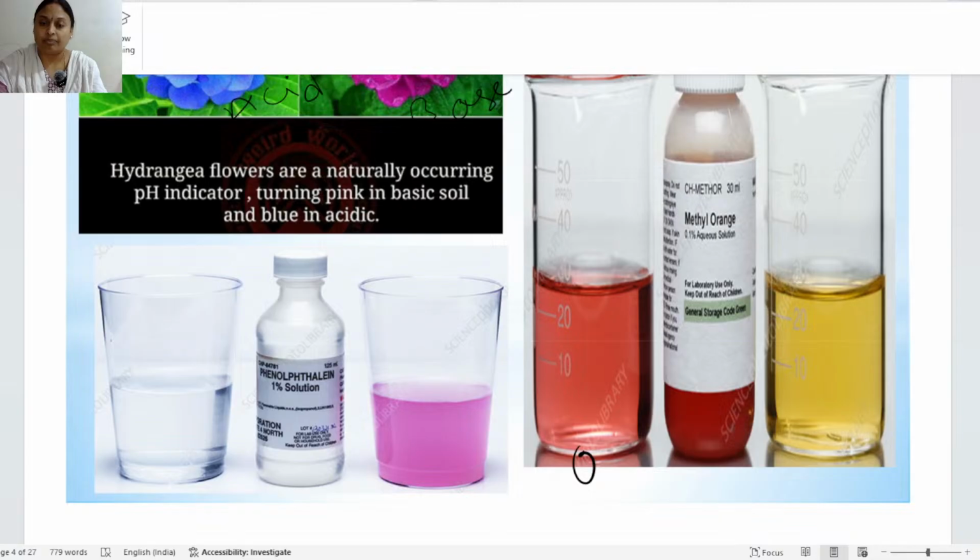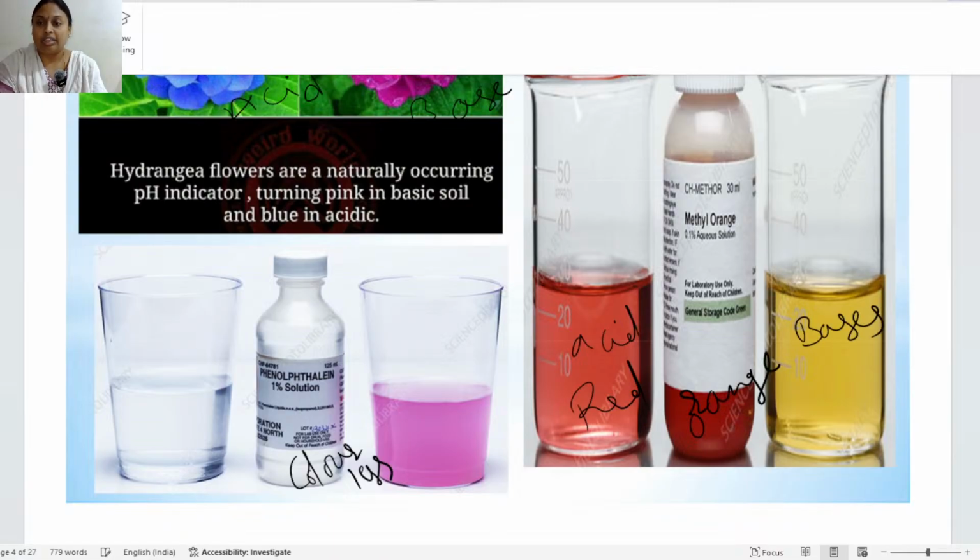See here. So originally methyl orange color is orange. When it comes to the phenolphthalein, what is the color we are seeing here? It is colorless. White color is nothing but colorless. So when it comes to the acids, what is the color we saw? This is the red color. When methyl orange is used with acids, we are getting the red color. In bases, we are getting yellow color.